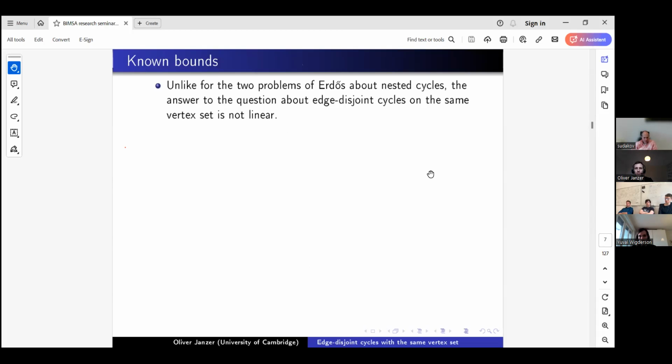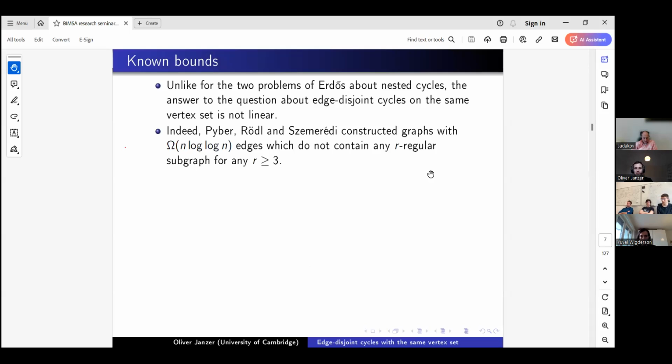So what are the known bounds for this problem of finding two edge disjoint cycles with the same vertex set? Well, there's an important difference compared to the previous problems of Erdős about nested cycles. Here the answer is not linear. The answer is going to be superlinear, and that's because of the connection to the Erdős-Sayer problem. So Pyber, Rödl, and Szemerédi constructed a famous graph with a superlinear number of edges, n log n edges, which does not contain any r regular subgraph for any r at least 3. And in particular, they don't contain 4 regular subgraphs either. So they cannot contain two edge disjoint cycles with the same vertex set. So this is the best known lower bound, n log n.